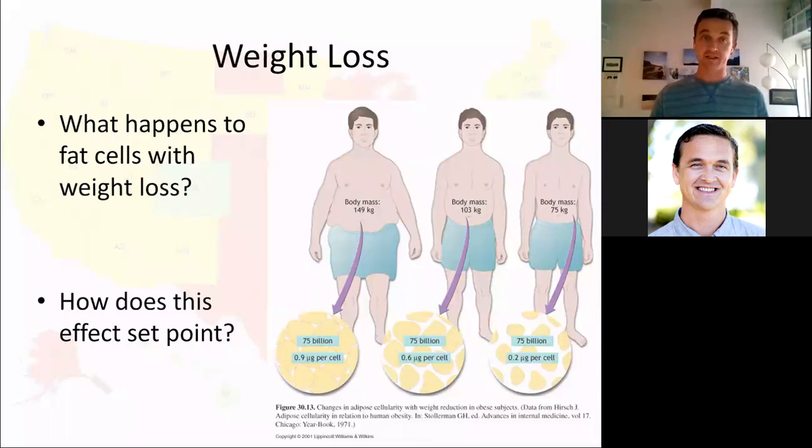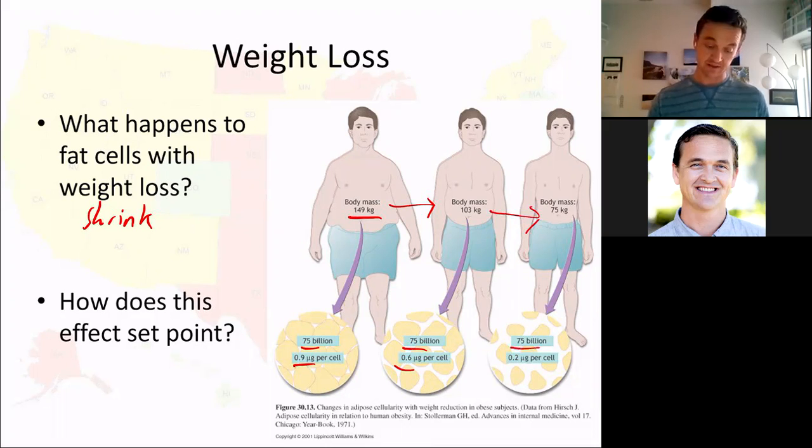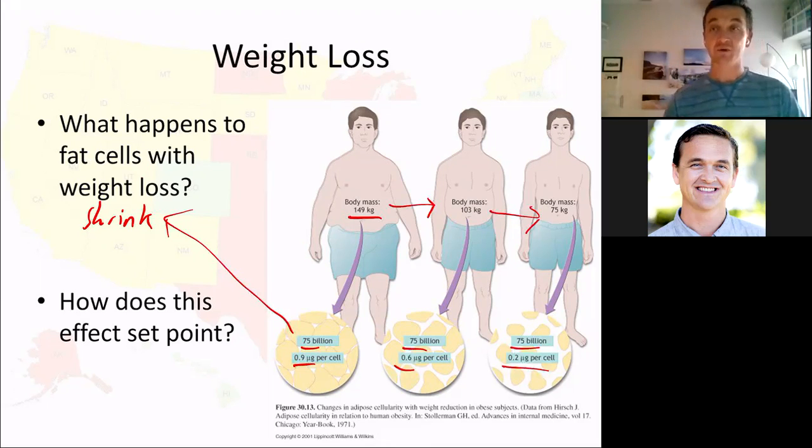As I just said, when we lose weight, what happens to fat cells? They shrink. This is a great example here. Somebody with a body mass of 149 kilos has 75 billion fat cells, 0.9 micrograms of fat per cell. They lose some weight, get down to 103 kilos, still 75 billion fat cells, just smaller fat cells. They lose some more weight, get down to 75 kilos, still the same number of fat cells, just less fat per cell. So that's what it looks like. Fat cells are shrinking.